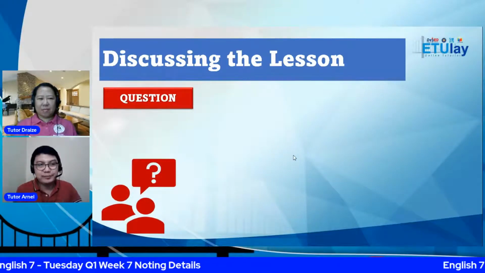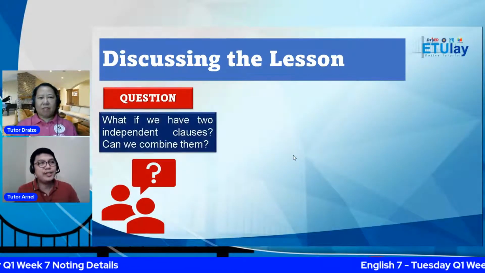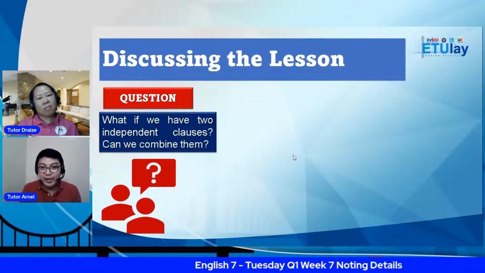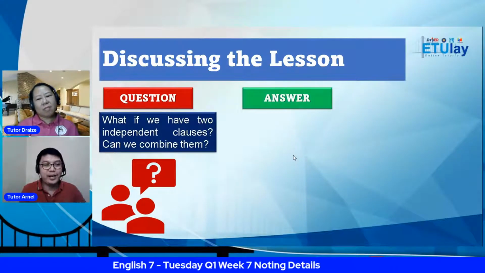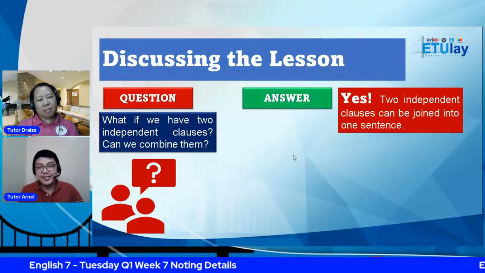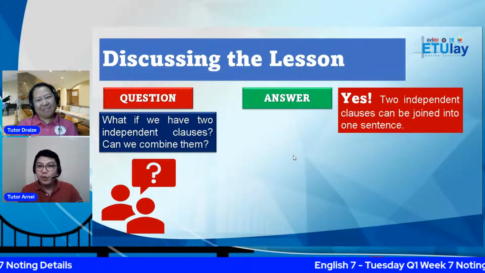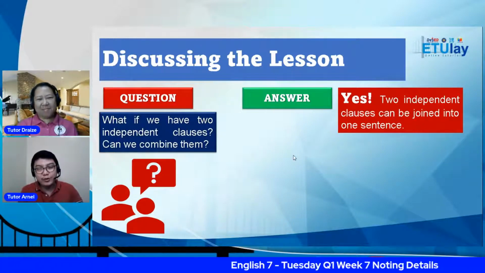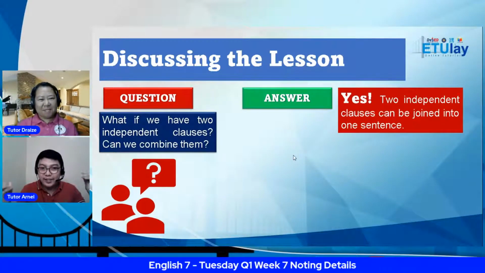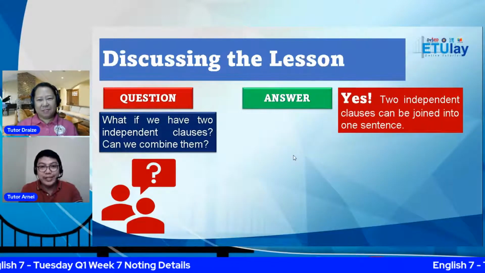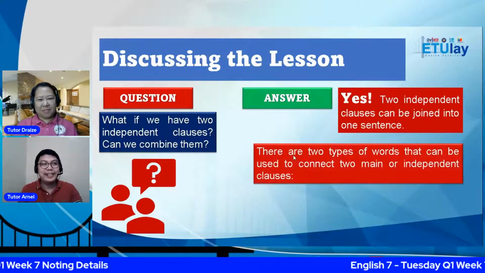So there is a question here. So Tutor Arnel, Tutor Drazel, what if we have two independent clauses? Can we combine them? All right. Of course, the answer is yes. All right. So two independent clauses can be joined into one sentence. It's just like a Lego, no? You combine two things together and then you form another one. So there's a procedure on how we are doing it.